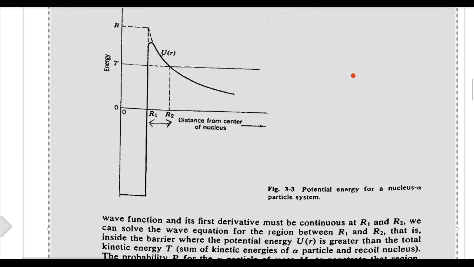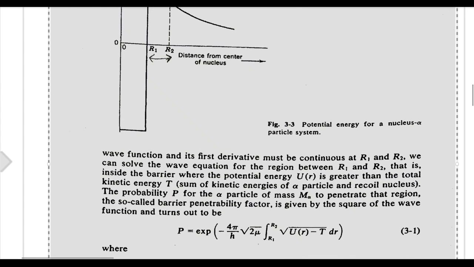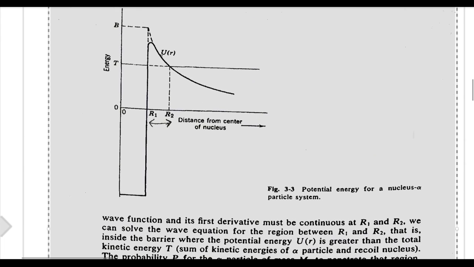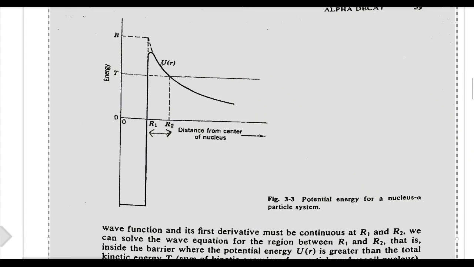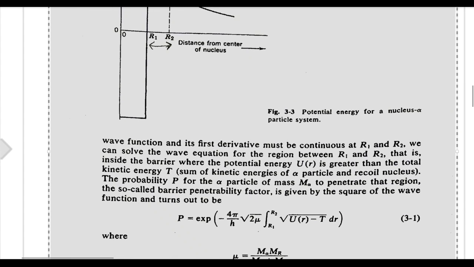The probability P for the alpha particle of mass m alpha to penetrate that region, the so-called barrier penetrability factor. To cross this barrier, the energy we need is described by the barrier penetrability factor.